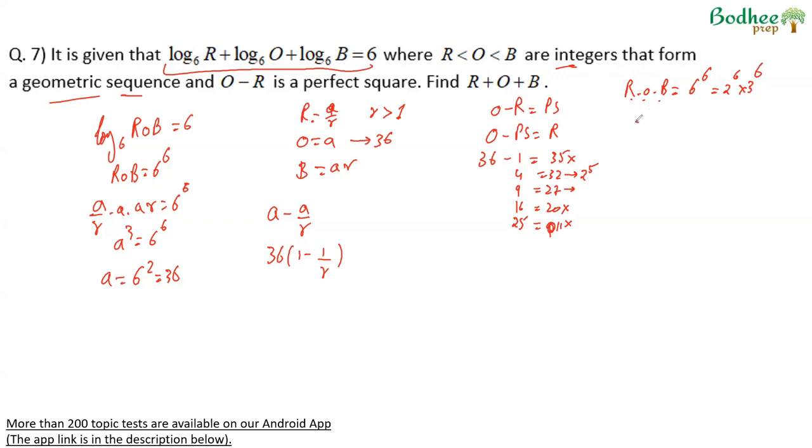Now, if we put R as 2 raised to power 5 and O as 36, we realize that 36 becomes 9 into 4, which is 2 raised to power 2. And therefore, the power of 2 becomes 2 raised to power 7, but it has to be 2 raised to power 6. So this is also not the case. We check for 27. If R is 27 and O is 36, what will be the value of B?